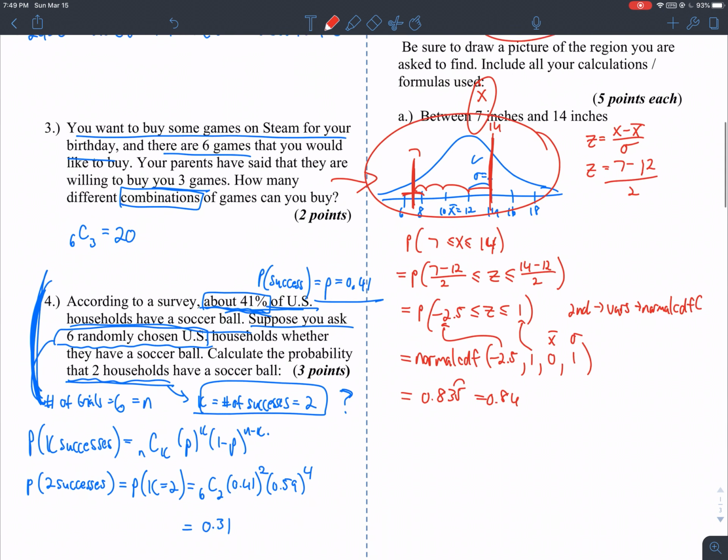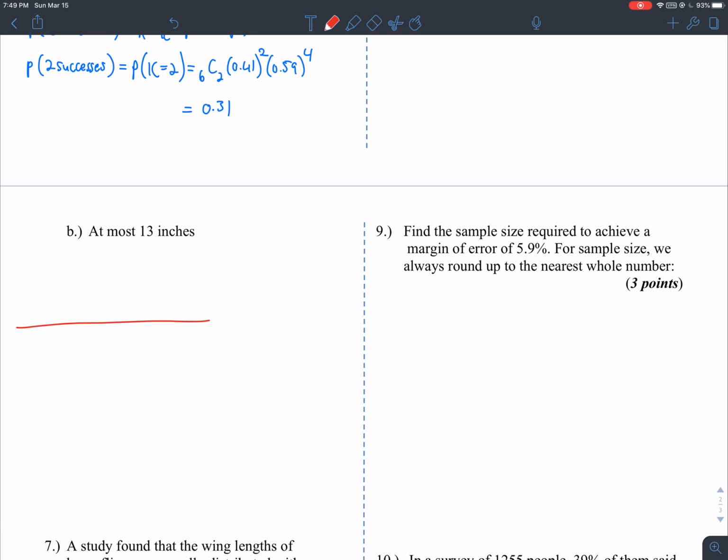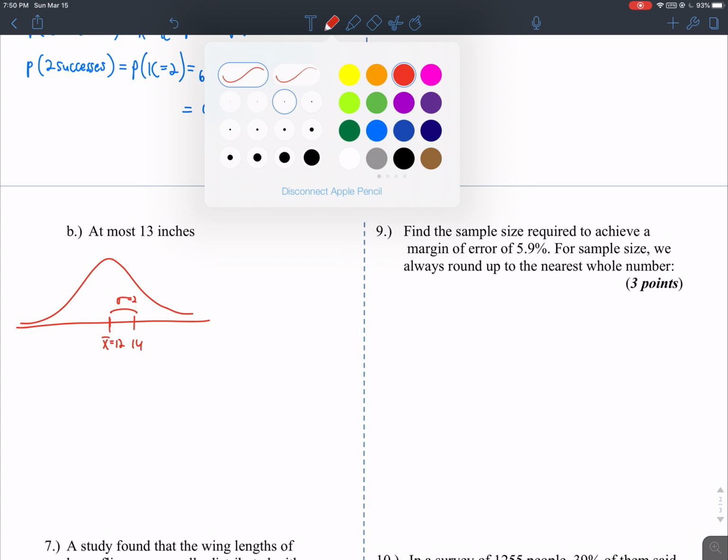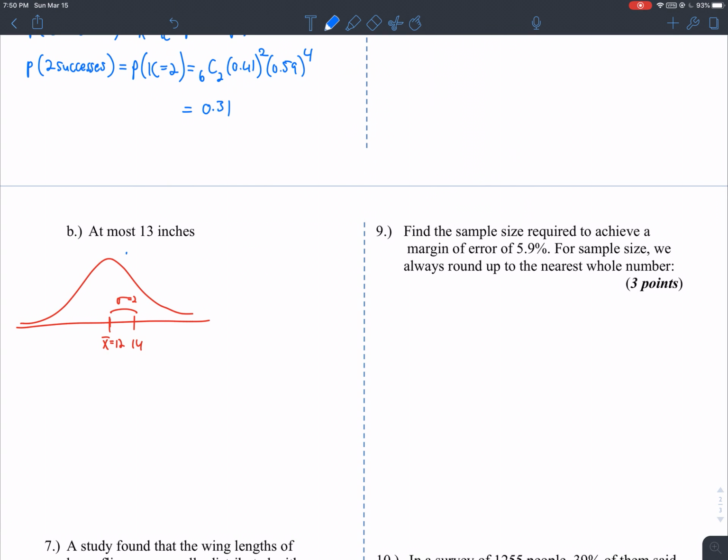Same scenario. I'm going to draw a much more rapid picture here. Same scenario, but at most 13 inches. So here's the problem. What does at most mean? At most means the biggest I can be is 13. We said x bar was 12, and standard deviation is 2, so this is 14. So at most means the biggest I can be is 13 or smaller. That picture is sufficient. That shows me that you know what you're doing.